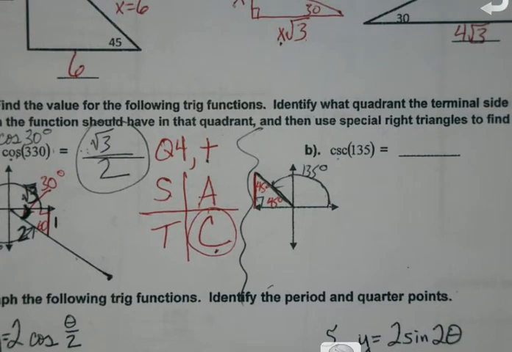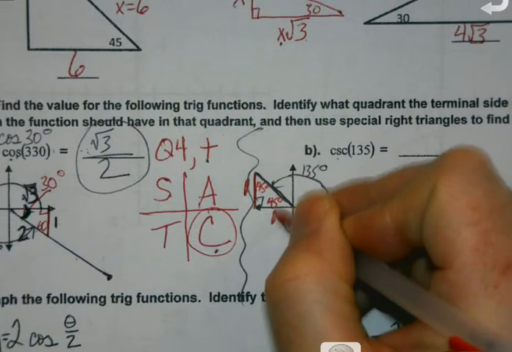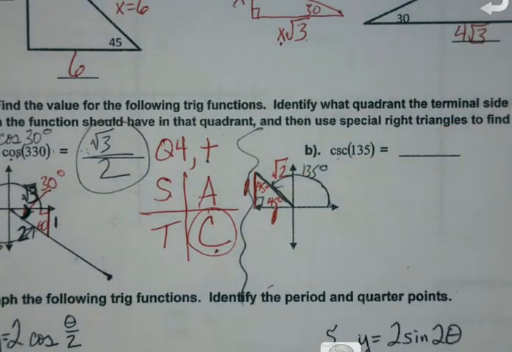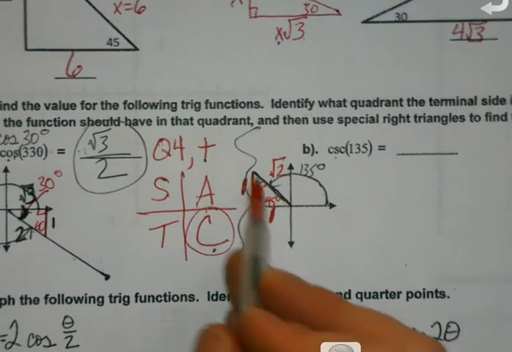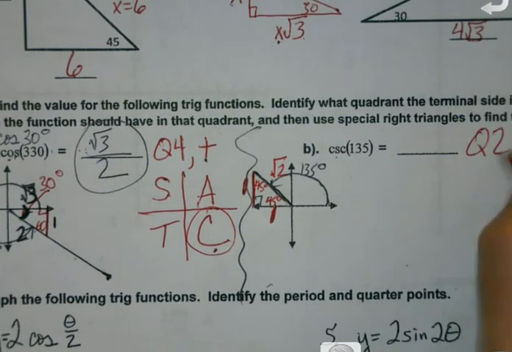And if that's the case, I know that my sides are 1 and 1 for my legs, and the square root of 2 for my hypotenuse. So I've got my special right triangle all set up, and now I can start trying to figure out the other information I need. So first, which quadrant's my terminal side in? 2. All right, Q2.